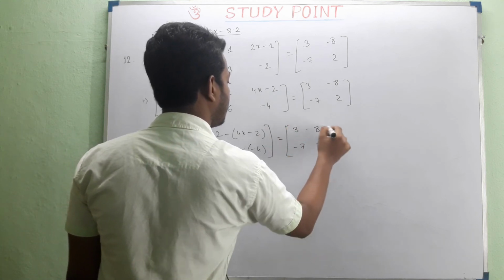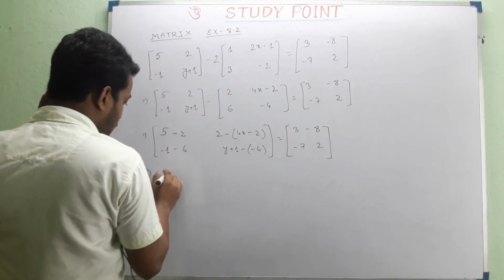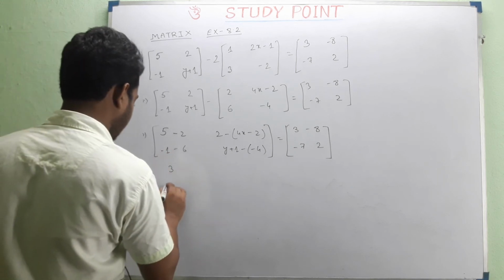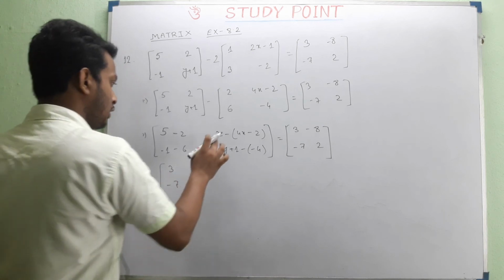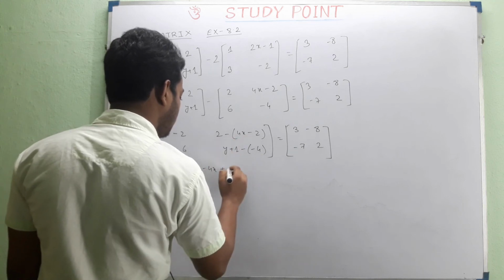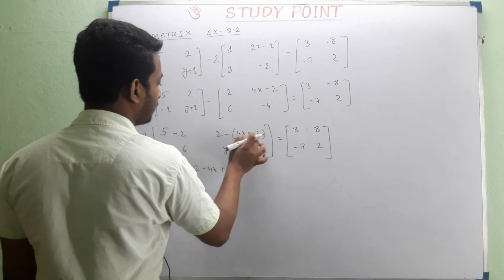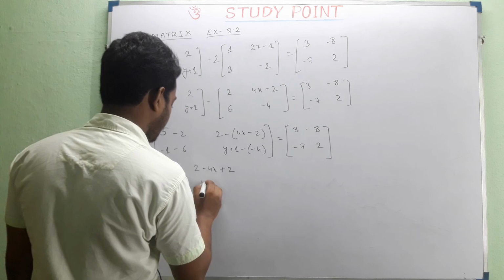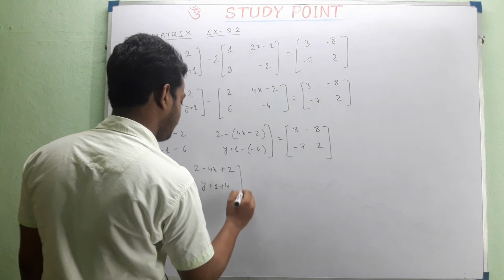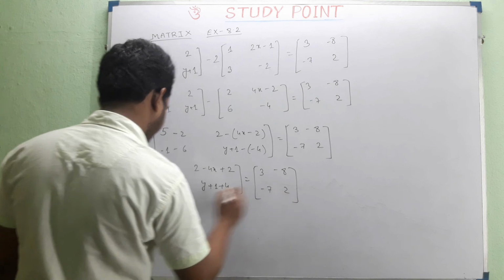Okay, now see, 5 minus 2 is 3, and minus 1 and minus 6 is minus 7. Then 2 minus 4x, minus minus plus 2. We just multiplied this minus sign with both of these two signs. Now from here, y plus 1, minus into minus, that is plus 4. That is equal to 3 minus 8 and minus 7, 2.